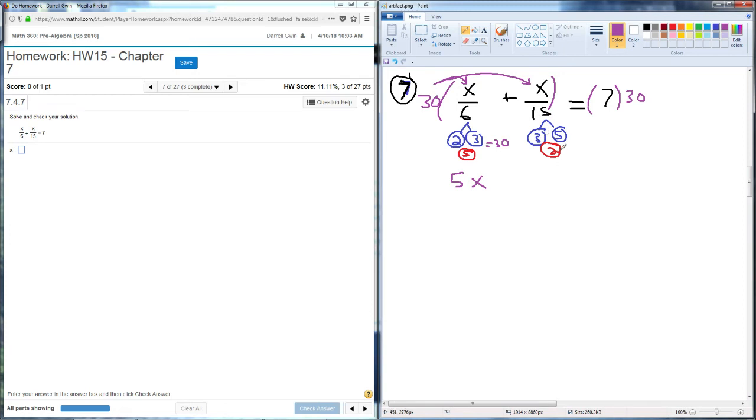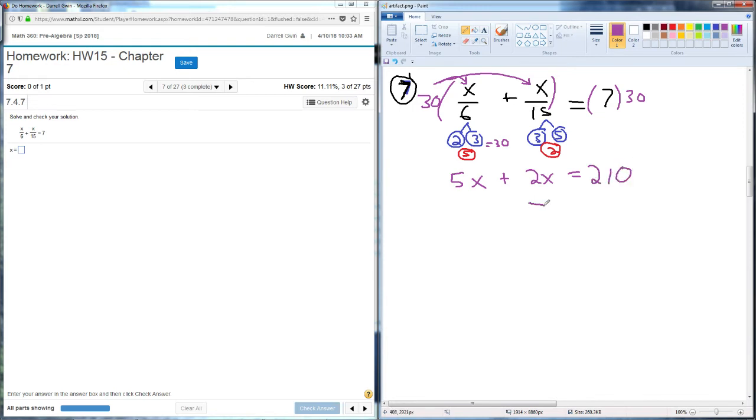Oh, by the way, it's always going to be equal to the red. See, 30 divided by 6 is the red 5. 30 divided by 15 is the red 2. So 2 times x is 2x. That's a weird coincidence. And if I'm going to multiply 7 times 30, it's just 7 times 3 is 21, add on the 0. Or 7 times 30 is 210.